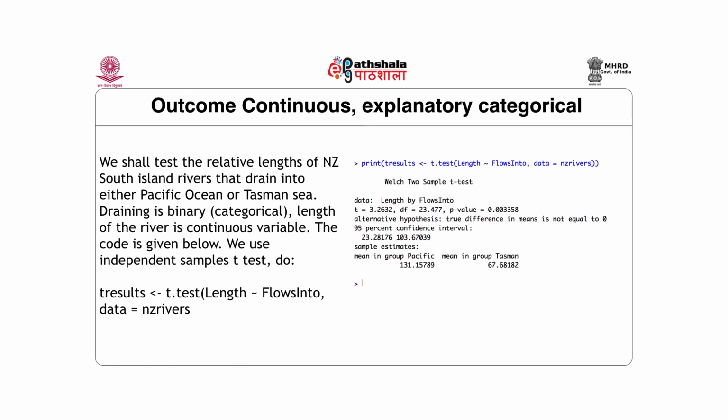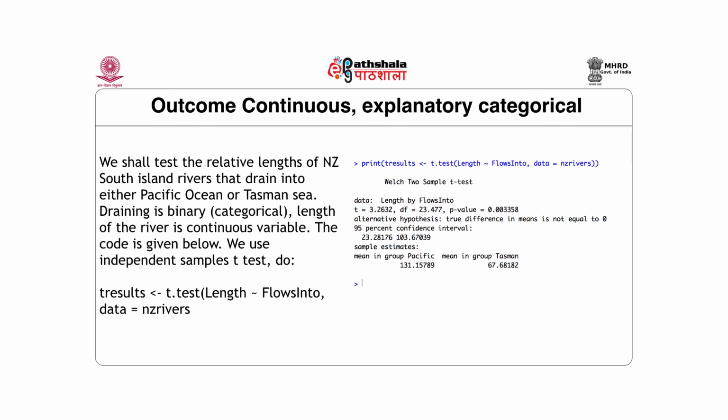One way in which you can do this, in this particular example, we are talking about using the relative lengths of New Zealand South Island rivers. New Zealand has got a North and South Islands. In the South Island, they've got rivers. Depending on where they originate, they can either flow into the Tasman Sea, which lies to the west of the South Island of New Zealand, or Pacific Ocean, which lies to the east. And what we have done is this, that where they're draining into, that's a binary variable, right? So that's a categorical variable.